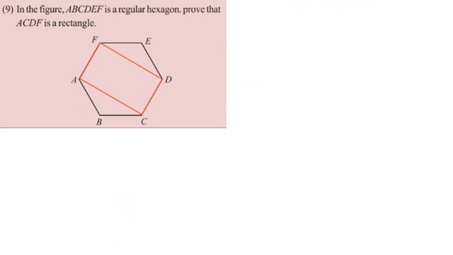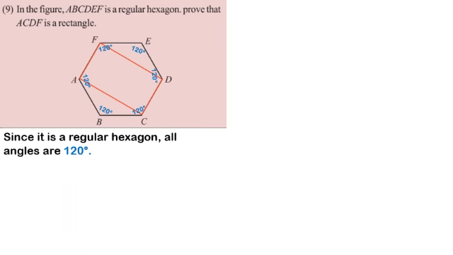Question number 9. In the figure, ABCDEF is a regular hexagon. Prove that ACDF is a rectangle. In this question, we have to prove that quadrilateral ACDF is a rectangle. So let's start writing. Since it is a regular hexagon, all angles are 120 degree. And we know all sides also equal.